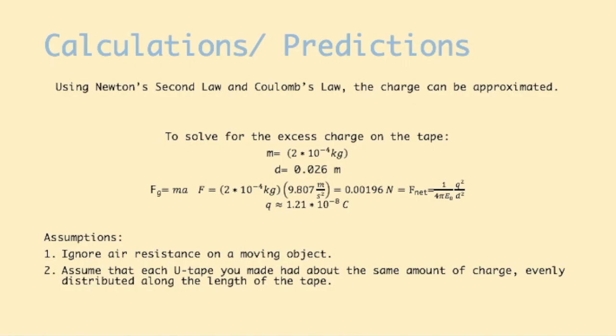Important assumptions to make these calculations are that we can ignore air resistance on a moving object, and for the line charge model, we can assume that each tape has about the same amount of charge evenly distributed along the length of the tape. These calculations assume that the charge is concentrated at a single point on the tape, but in the following model, we will see how to approximate the charge distributed across the length of the tape.